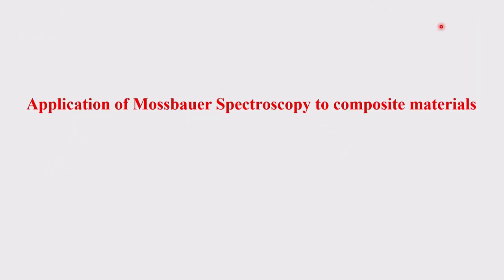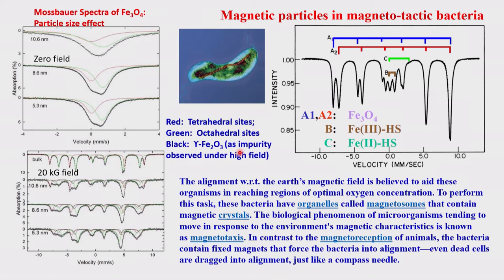Now, we have looked at general examples of coordination chemistry. Then we looked at some natural types. Particularly, we looked at the rock sample and other kinds of things. Okay, so then let us look at some composite materials also. The composite materials, for example, Fe3O4. So Fe3O4 you can make in different particle sizes.